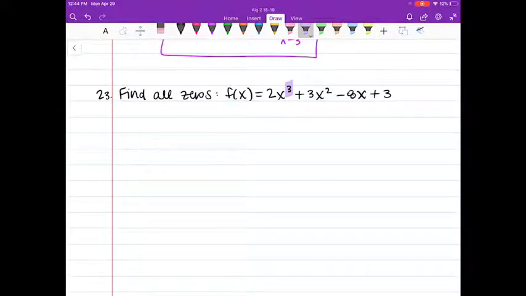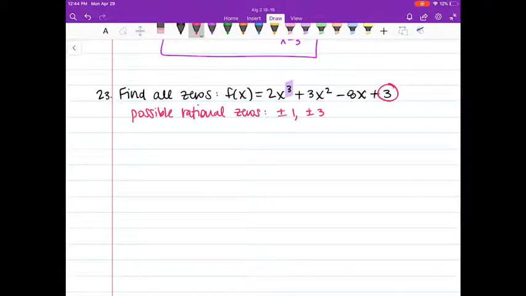When we had these problems, we always started first by considering our possible rational zeros. And remember, those were your p's over your q's. So all of the factors of your constant at the end are your p's. So lucky for us, it's just 1 and 3, plus or minus for both. Those are your p's divided by your q's. Those are all of your factors of your leading coefficient. So plus or minus 1, plus or minus 2.